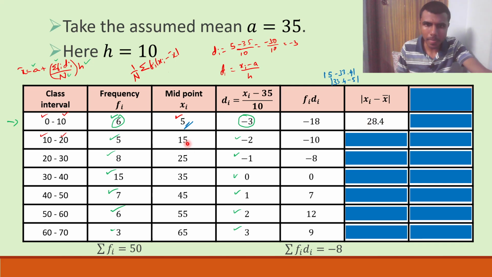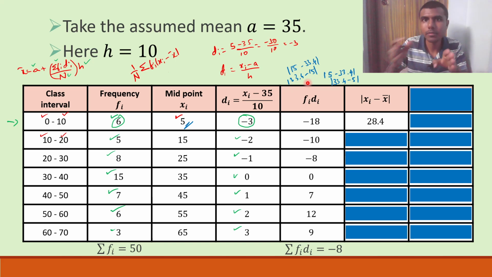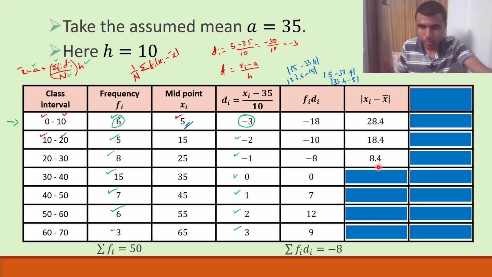Likewise, next is modulus of 15 minus 33.4. Again, you can do it like 33.4 minus 15. Since we are inside the modulus, we can take minus common. You don't have to bother about plus minus because the final answer is going to be positive. So 33.4 minus 15, again ignore the 0.4, 33 minus 15 is 18, so 18.4. The next one is going to be 8.4.